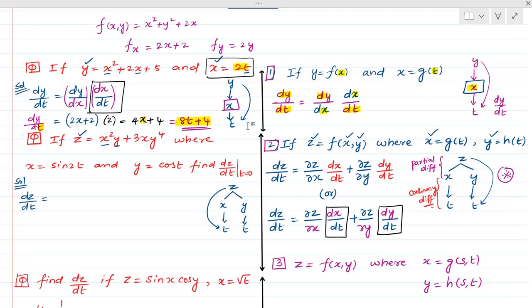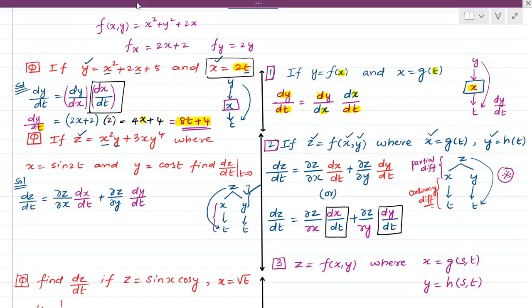I have to calculate dz over dt. How will you calculate dz over dt? It is ∂z over ∂x plus ∂z over ∂y. This part is done. Now coming to this one, what is this? dx over dt, dy over dt. That's it. Thereafter you can calculate all the values.